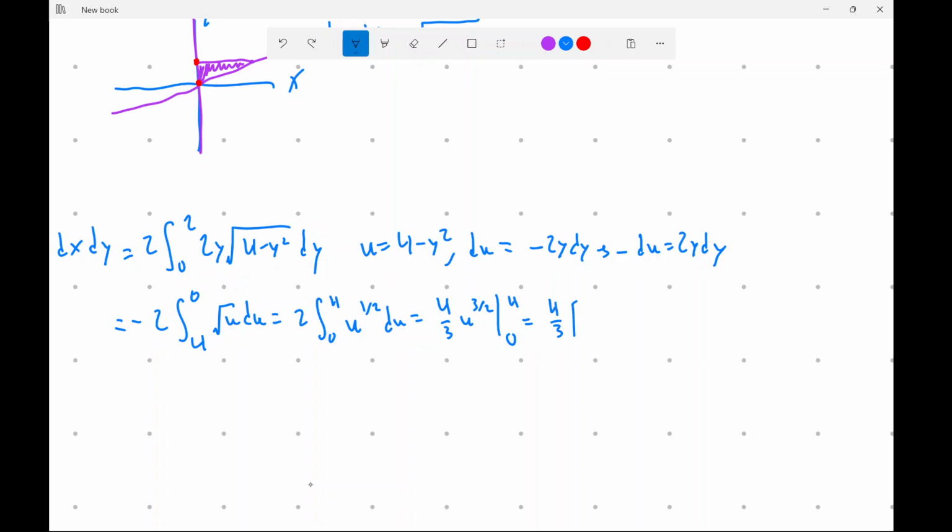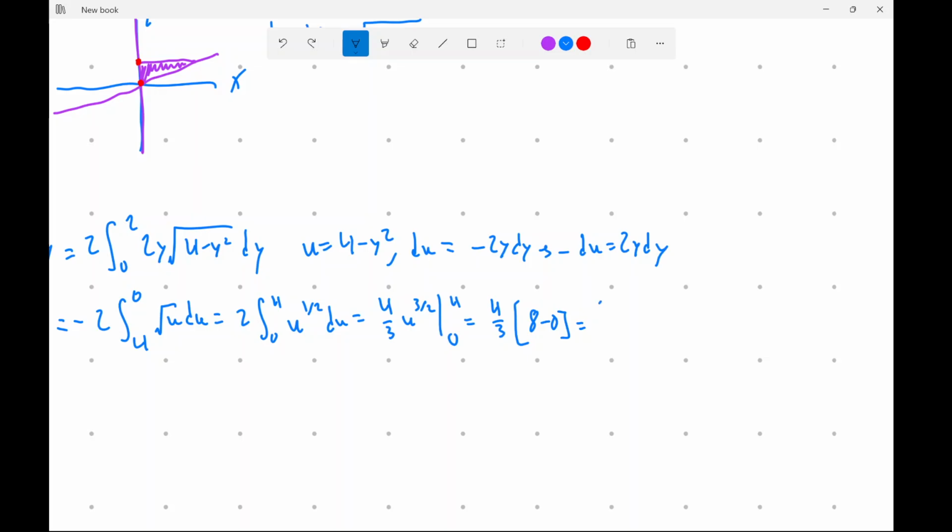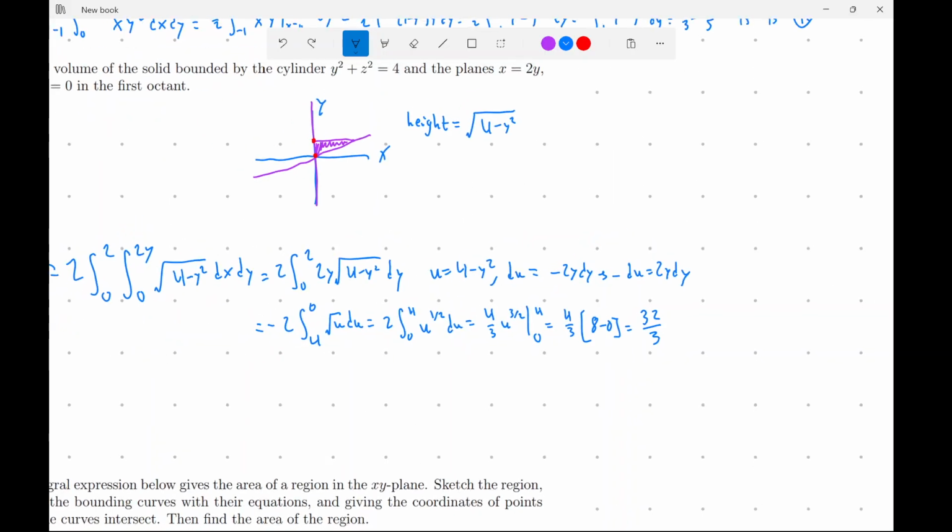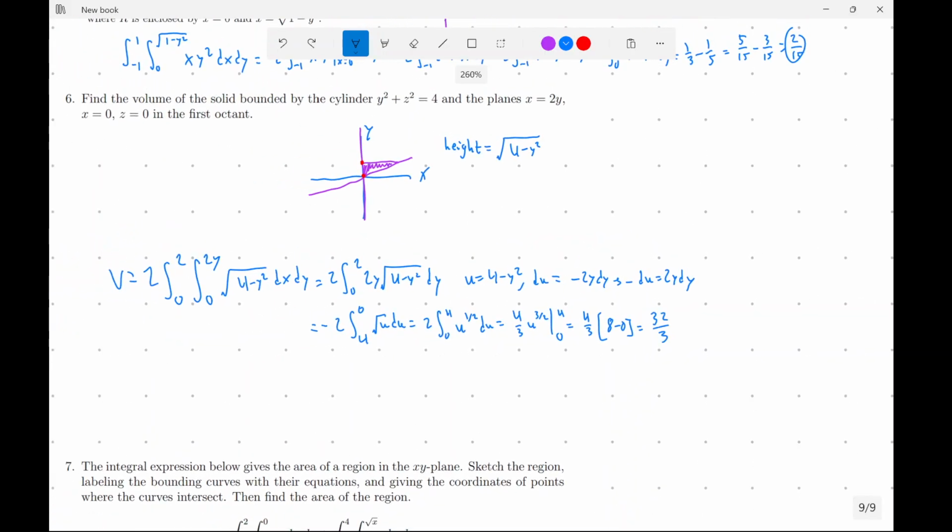4/3 times, okay, 4 to the 3/2 is 8 minus 0. No, 8 minus 0, which is 32 over 3. Final answer. Okay, so that one's a bit annoying. It requires a bit of tricky visualization, but once you have the visualization, you are mostly fine.